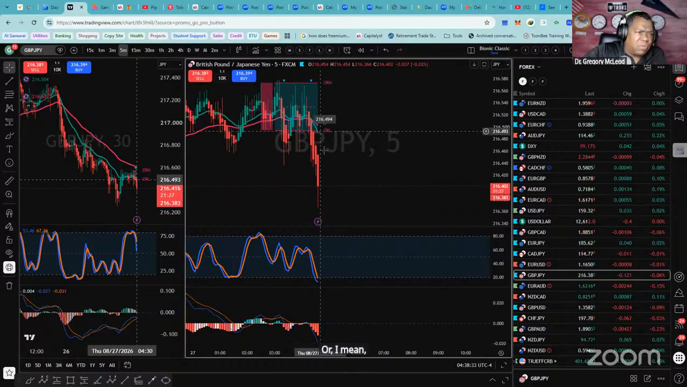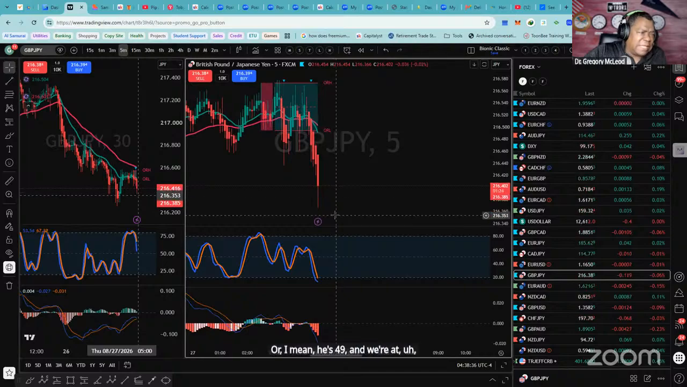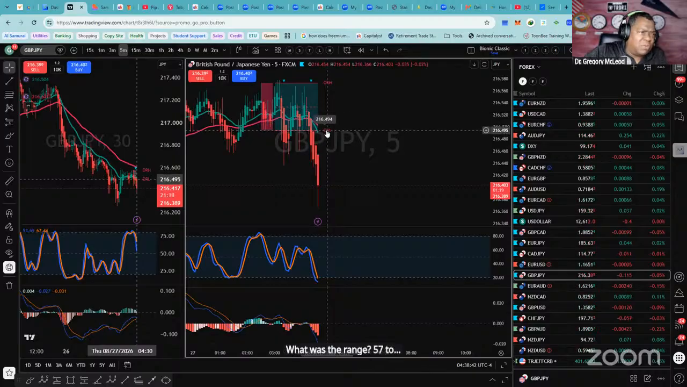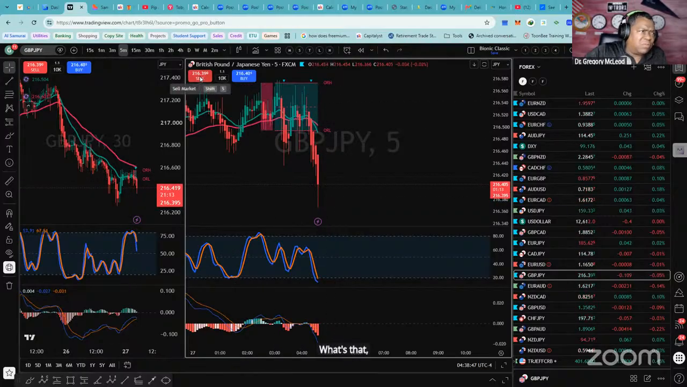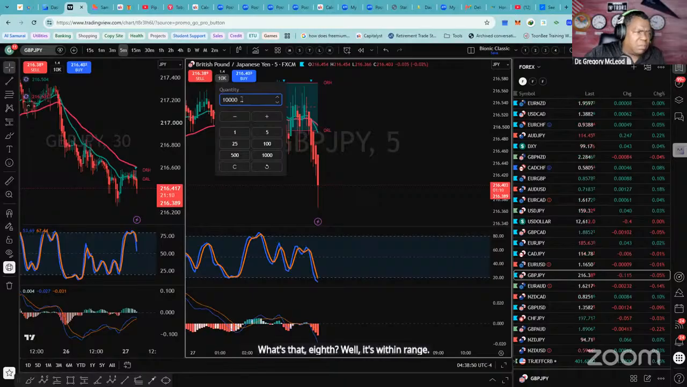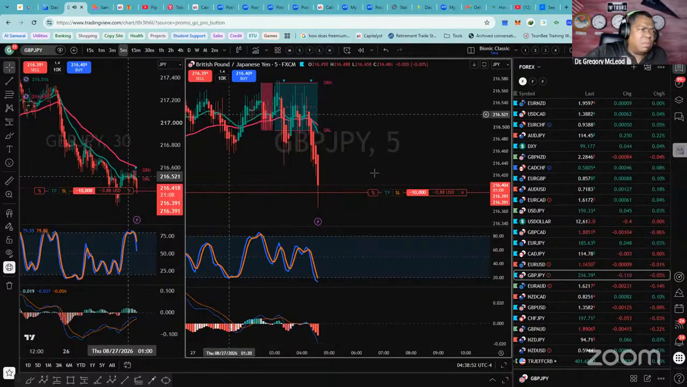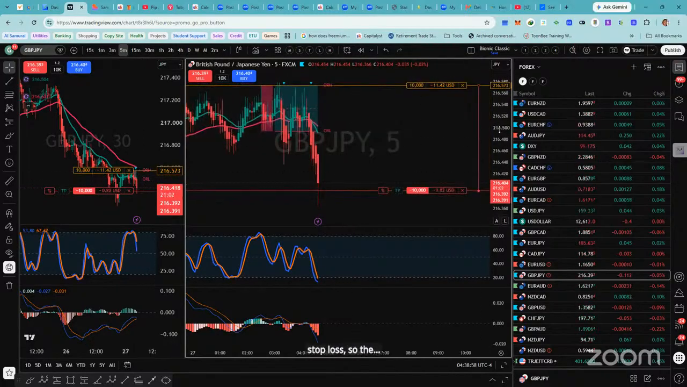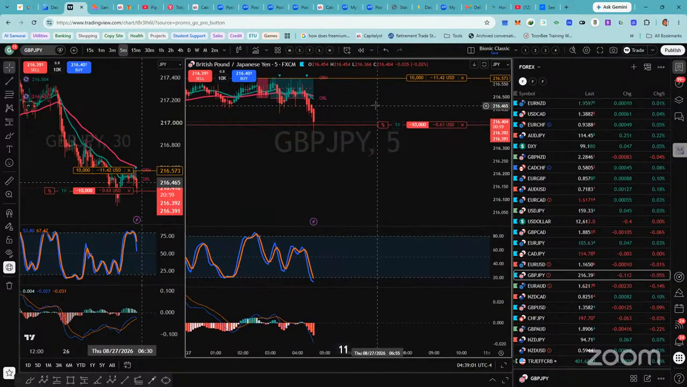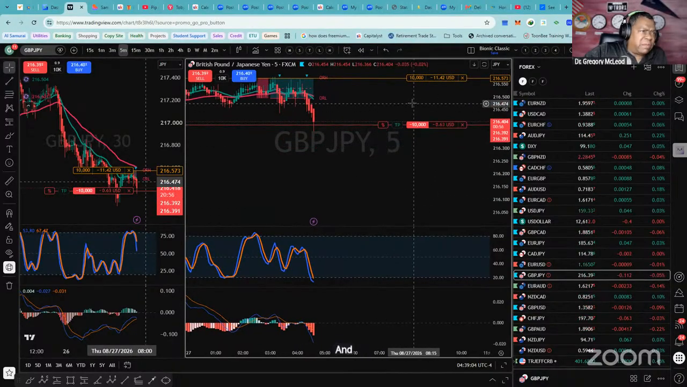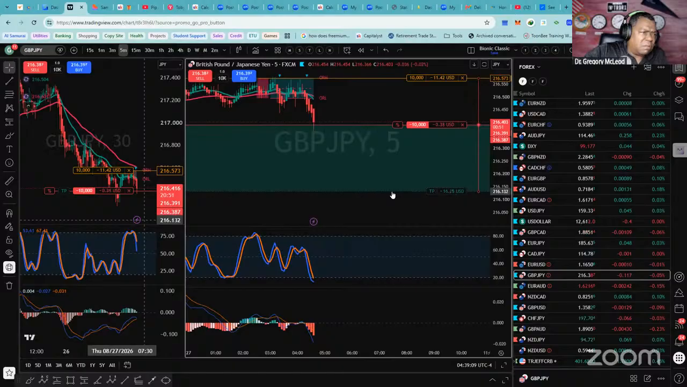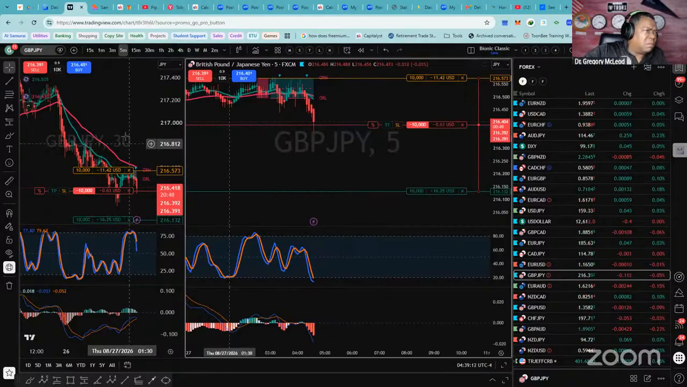ORB is 49 and we're at 40. So that's like 9. What was the range? 57 to 49. What's that, 8? Well, it's within range. Stop loss is going to be 11. And 11, 16. Like that.